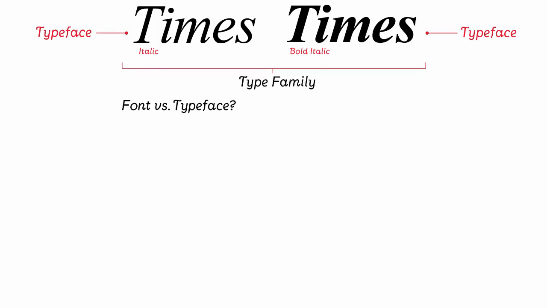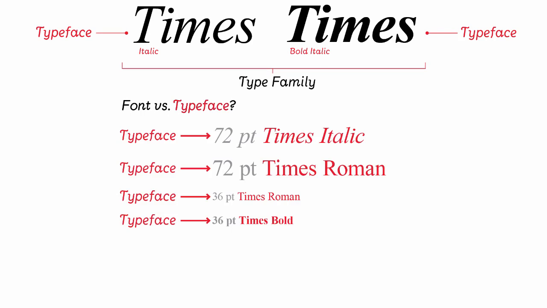A typeface is what we've already looked at. So that's one style within a type family. So here we can see Times Italic is a typeface, Times Roman is a typeface, Times Bold is a typeface. And it doesn't matter what size you set that typeface in, it's still going to be the same typeface, Times Roman. When used correctly, the term font actually applies to both the typeface and the size that it's set in. So for instance, 72-point Times Roman would be a totally different font than 36-point Times Roman, even though they would be the same typeface.